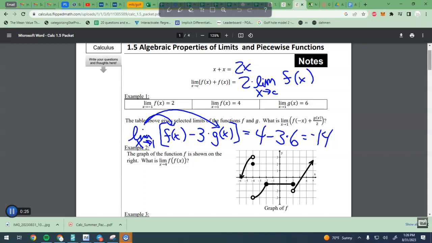So it's just like substituting, basically. So try the one that he has up there. The limit as x approaches 1 of f of -x. So this guy here. It's a little tricky because I have -x in there.